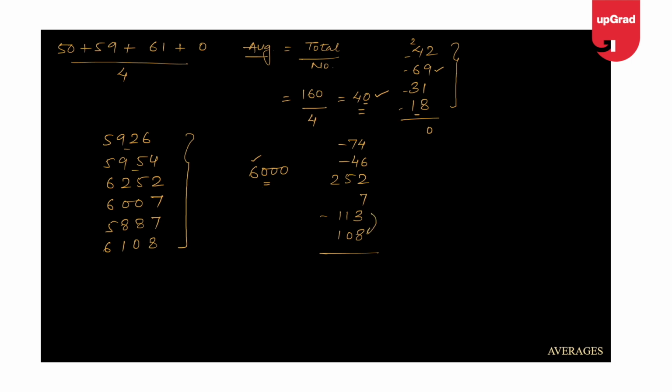So if I add these two values, I'll end up getting minus 5. Then minus 5 and plus 7 gives me plus 2. Plus 2 and plus 252 gives me plus 254. Plus 254 and minus 46 gives me plus 208. Plus 208 minus 74, and I end up getting positive 134.